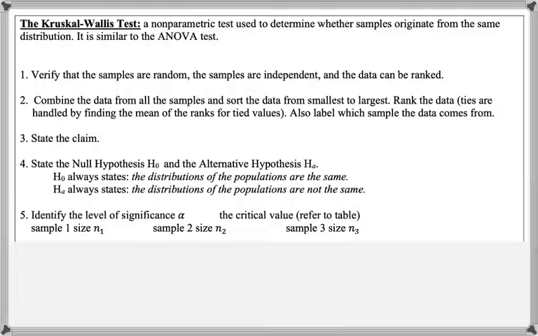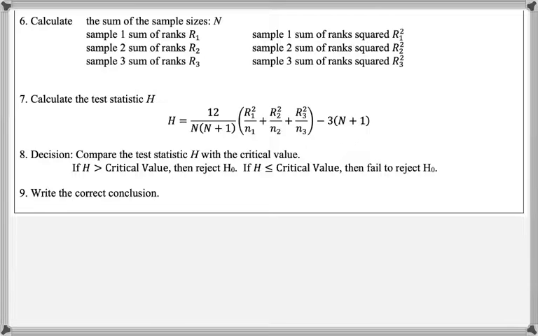Now the null hypothesis always states that the distributions of the populations are the same. The alternative hypothesis always states that the distributions of the populations are not the same. Then we identify the level of significance, the critical value, and the sample sizes. Capital N is the sum of the sample sizes.